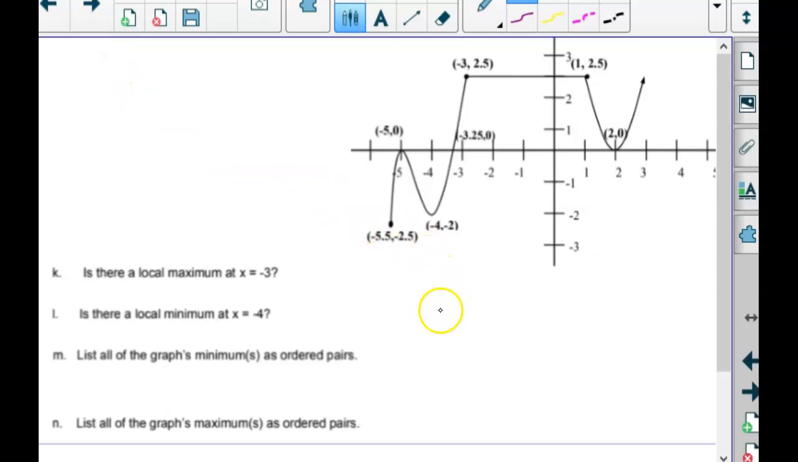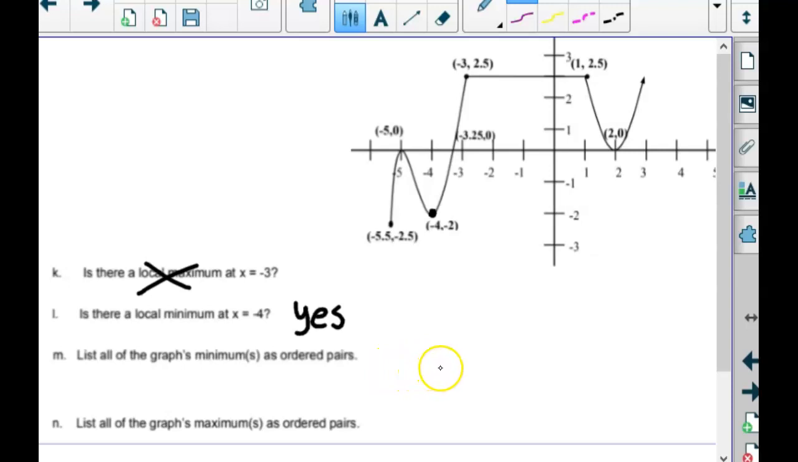Is there a local maximum at -3? That's not a question I would ask you. I don't remember, I asked Ms. Gupta that question last year, if that's considered a max or not. I'm just going to go with, we're not going to answer that question. Is there a local minimum at -4? Local minimum right here? Yes.